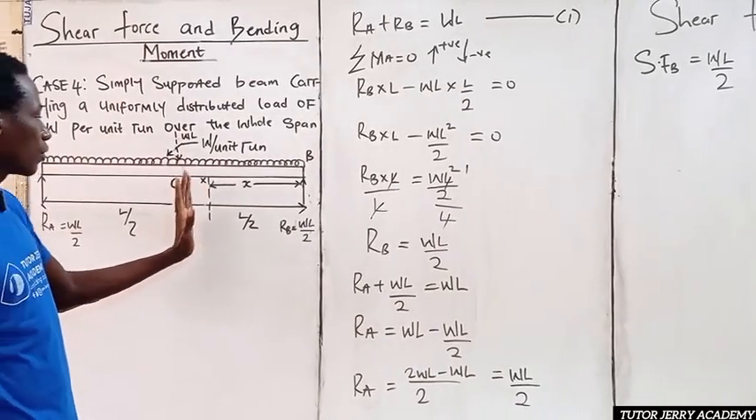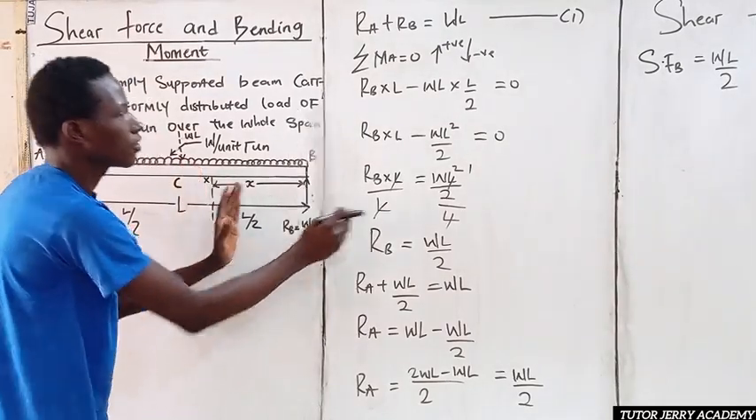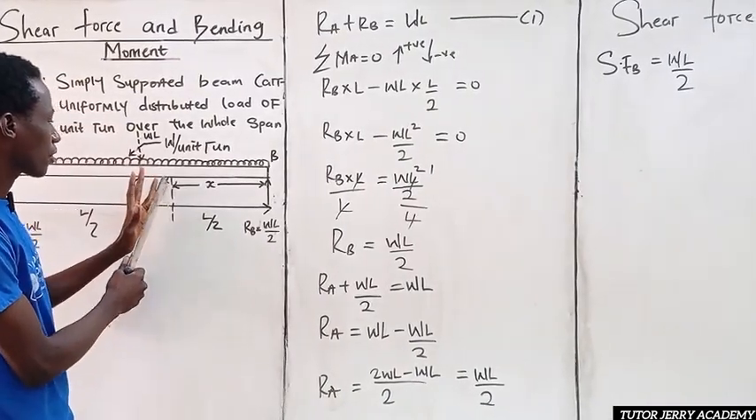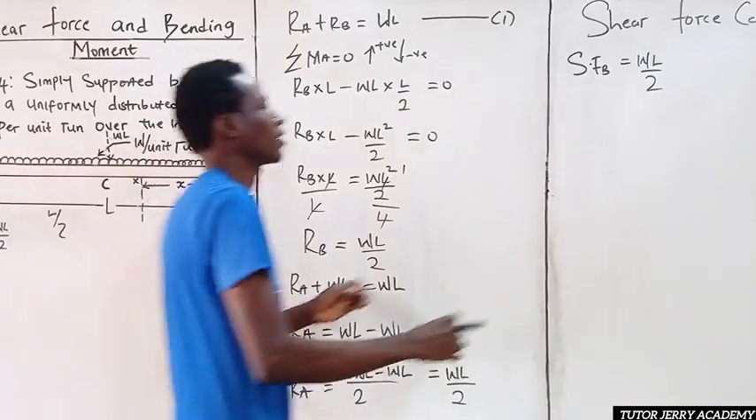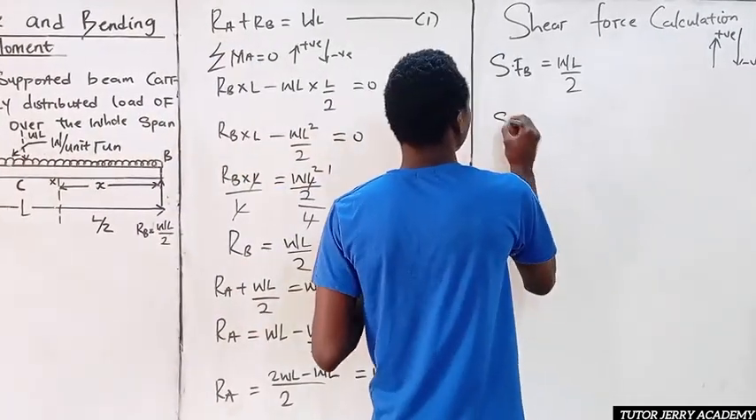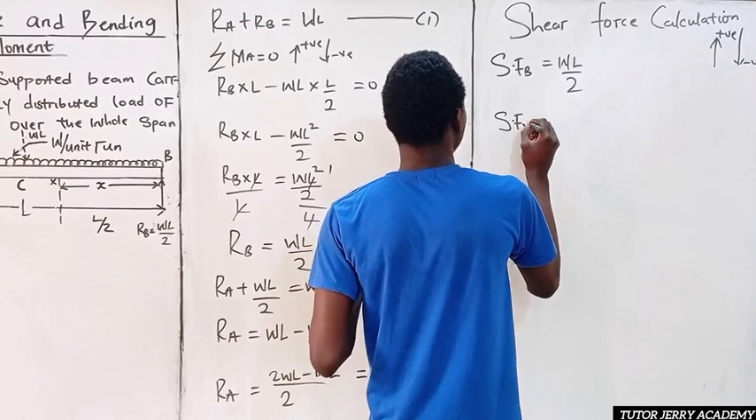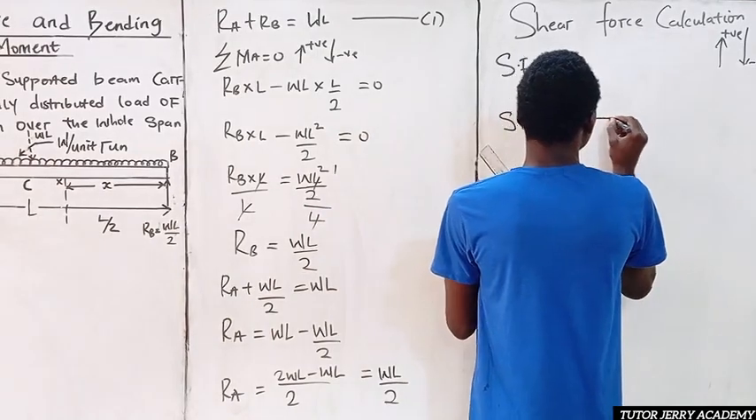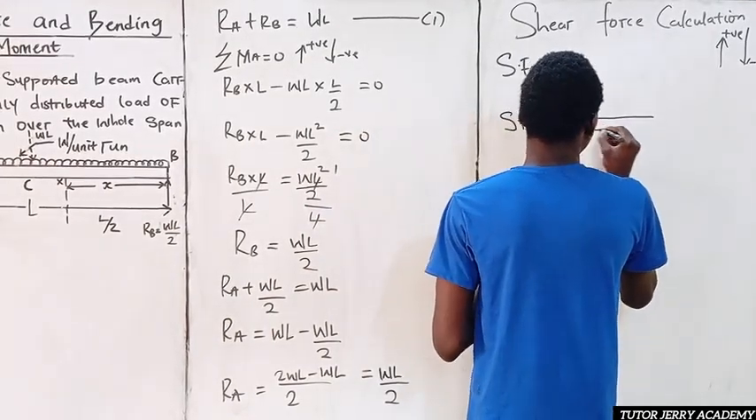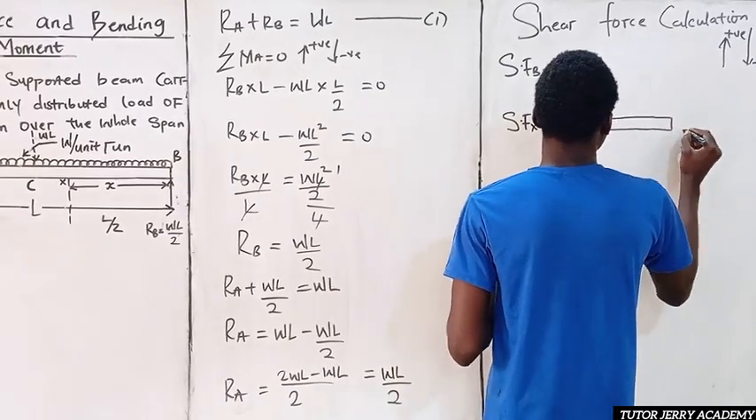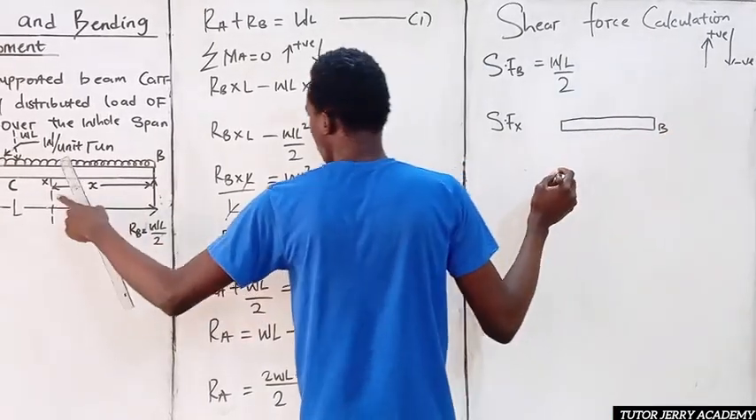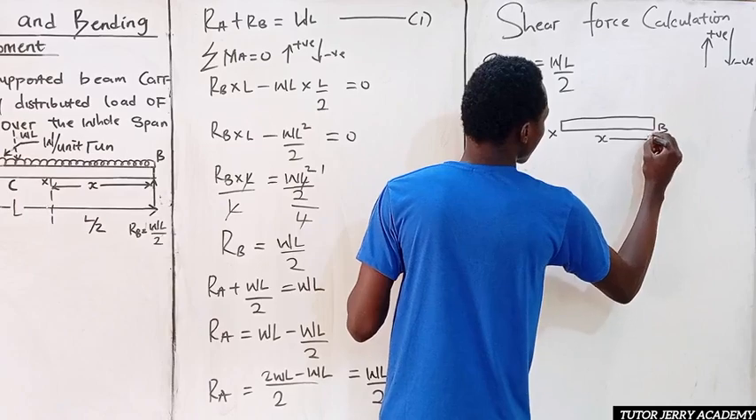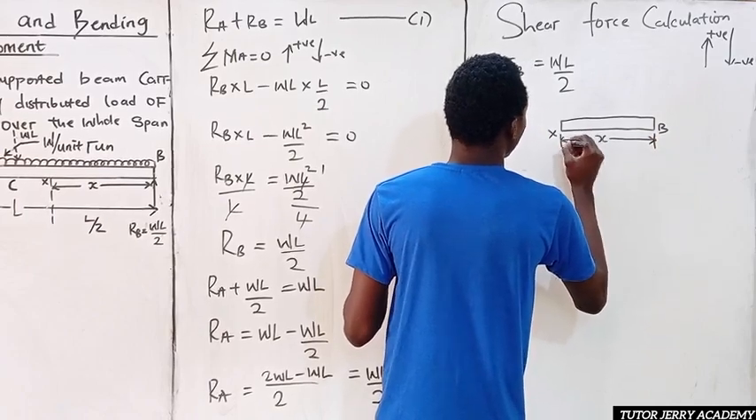Now next, we are going to be looking for the shear force at point X. Now to do that, I'm going to be taking this section. I'm going to be drawing this section here so that you understand what we are doing. We are going to be looking for our shear force at X. So for our shear force at point X, we have this as the beam. We have this point to be B. We have this point to be X. The distance is nothing but X.